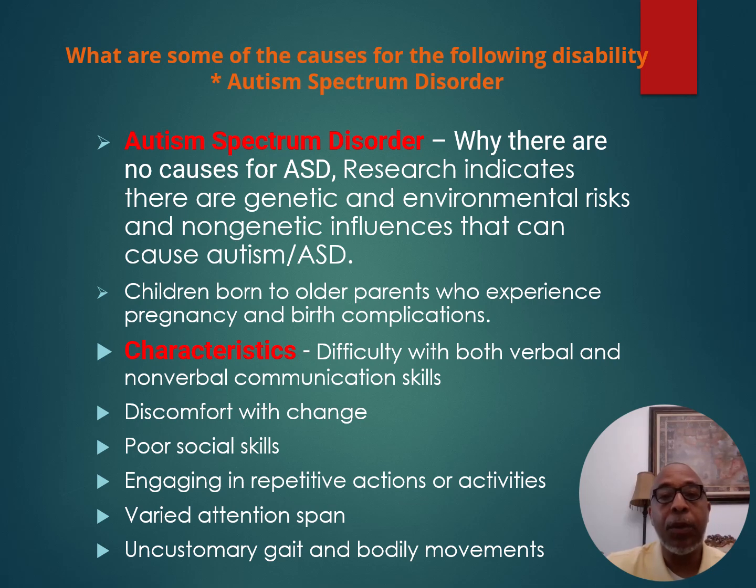What are some of the causes for the following disabilities? Autism spectrum disorder. While there are no single known causes for ASD, research indicates there are genetic and environmental risks and non-genetic influences that can cause autism, such as children born to older parents or pregnancy and birth complications. Some of those characteristics can include discomfort with change, poor social skills, difficulty with both verbal and nonverbal communication, and uncustomary gait and bodily movements.